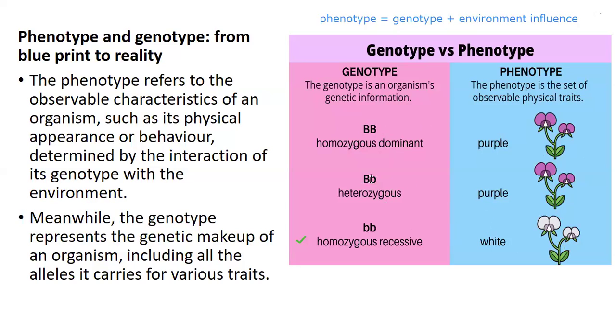But if I go to one which is capital B small b, and I cross it with another capital B small b, what we call self-fertilization, then you're going to get something that is very interesting. And that brings me to the next slide.